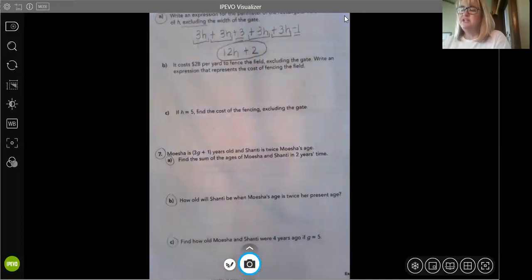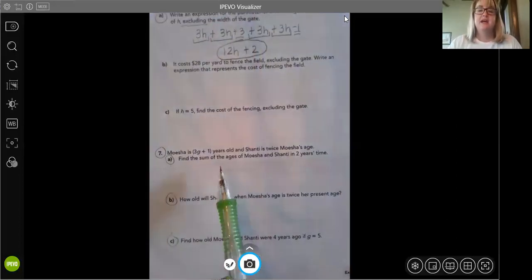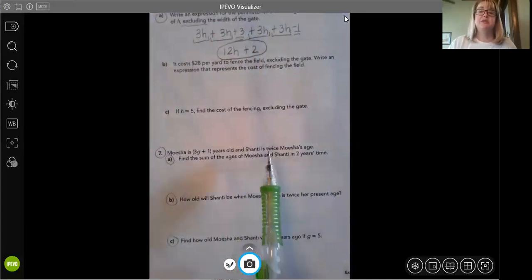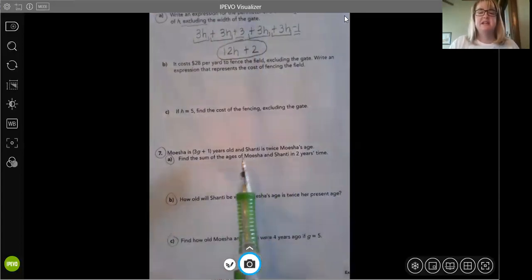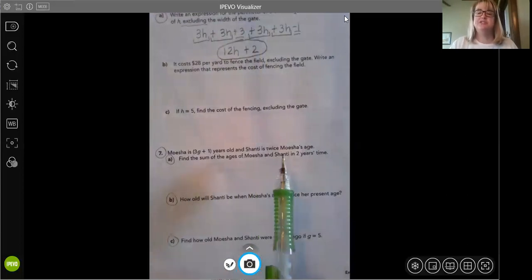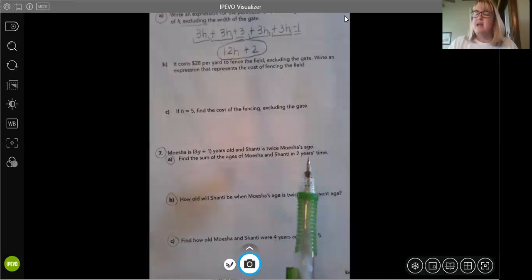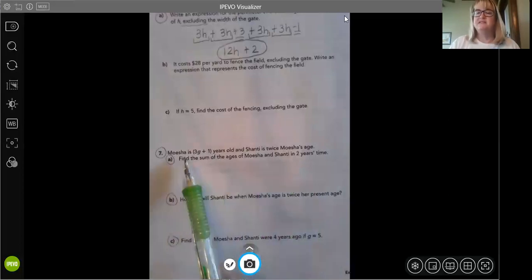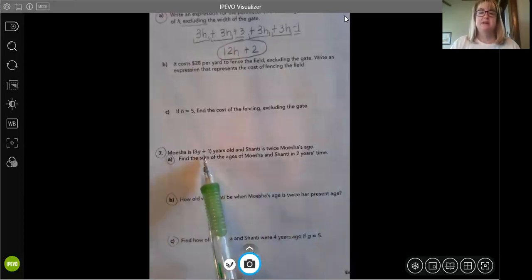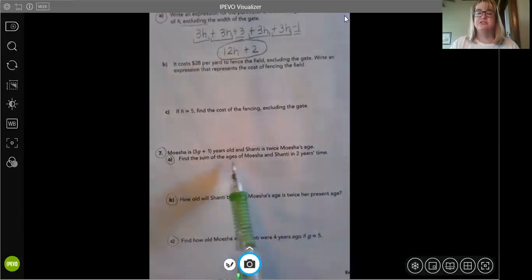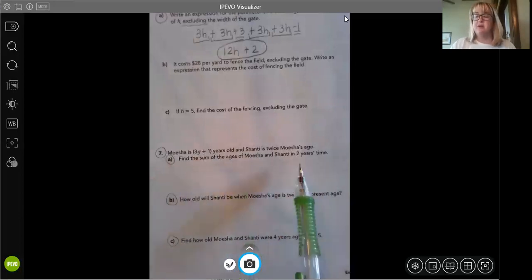Moesha is 3G plus 1 years old, and Shanti is twice Moesha's age. A: find the sum of the ages of Moesha and Shanti in 2 years' time. What makes this tough is the problem gives us their current age, but the question asks in 2 years' time. So I need to organize my work.